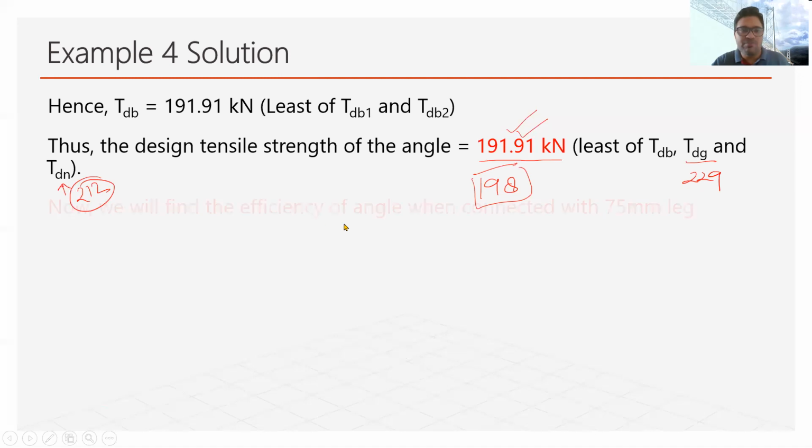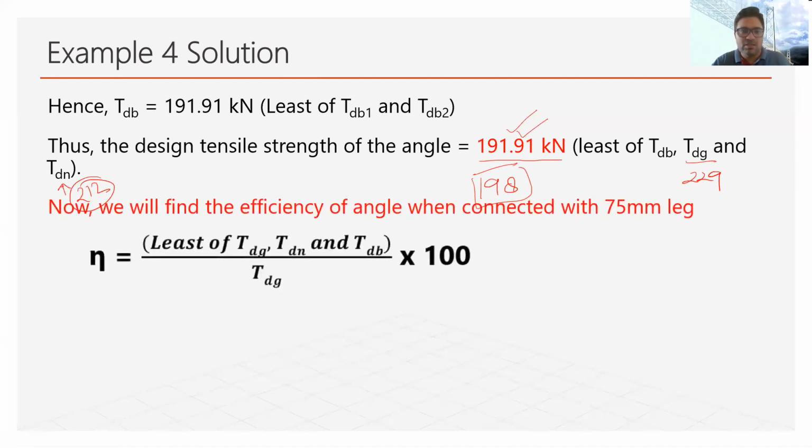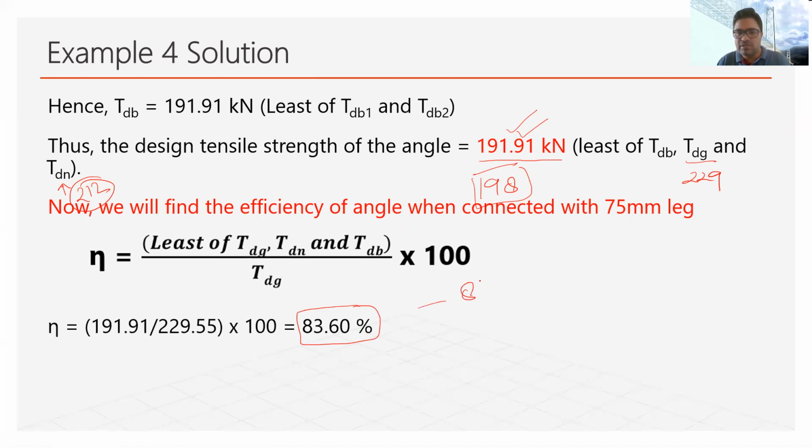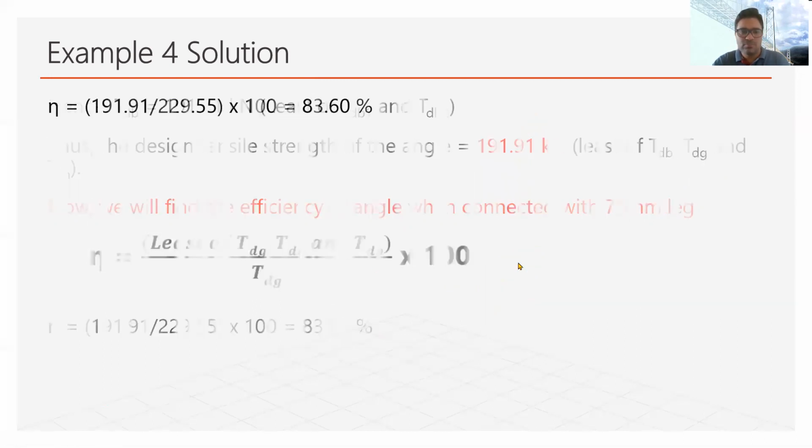Also at the same time, we will find out the efficiency. So after putting all the values, we can say that the efficiency in the second case is 83, while in the first case it was around the 87. I mean 86.3% something. So you can see that if we connect the angle with the longer leg, then the efficiency is little higher than the case in which we connect the shorter leg. So this is the conclusion of the solution.